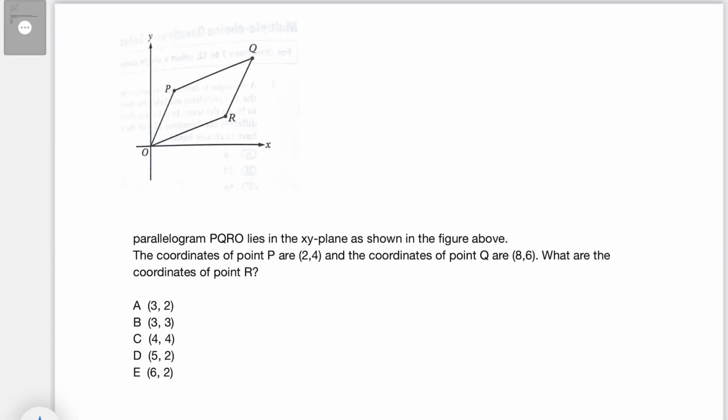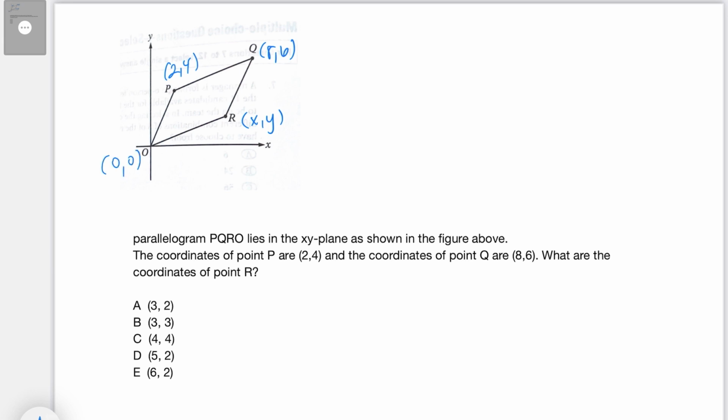Let's read our problem. Parallelogram PQRO lies in the XY plane as shown in the figure above. The coordinates of P are 2, 4, and the coordinates of point Q are 8, 6. What are the coordinates of point R? So we need to find point R. I'm going to call it X, Y for now. And I can fill in my other points here just so that I can see it clearly. Q is 8, 6, P is 2, 4, and O is the origin, so that means it's 0, 0.